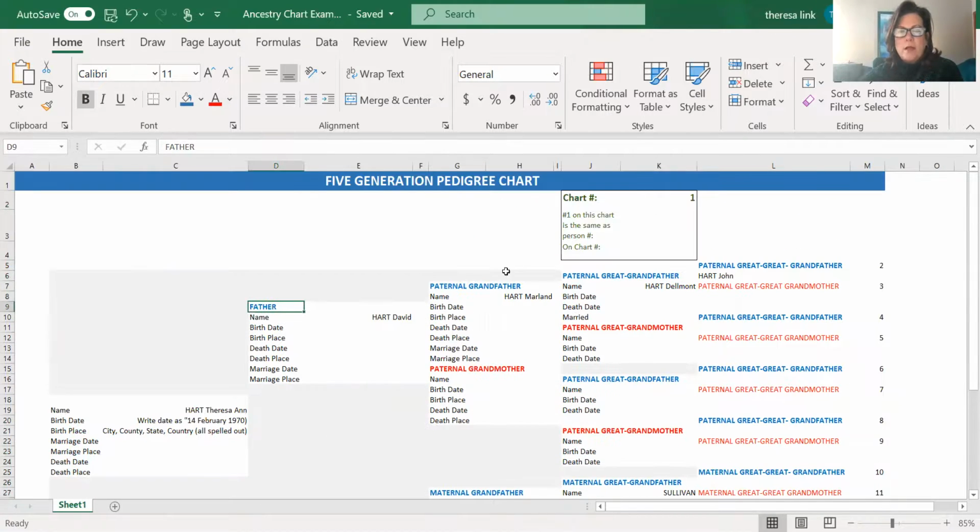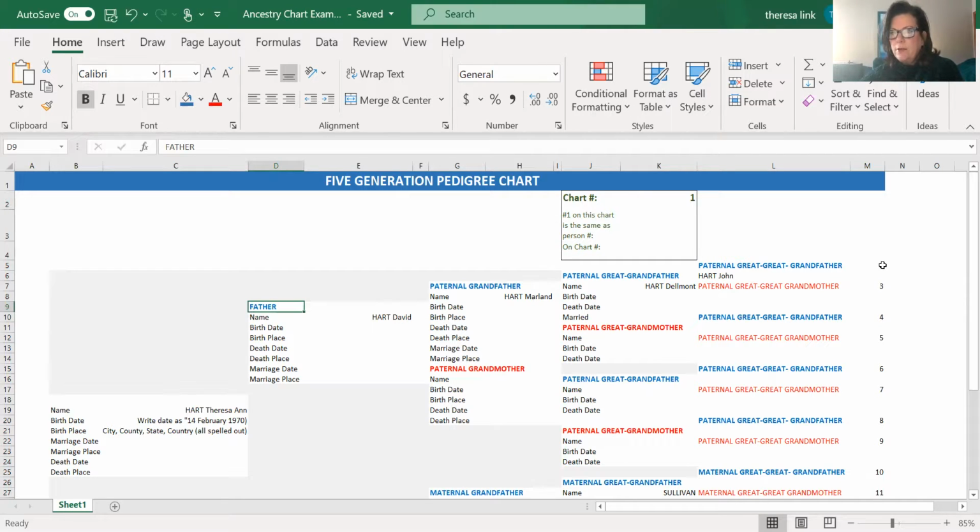So as I mentioned, this chart would start with myself. So this is chart number 1, and I'm the first person on this chart. You'll see that in each generation, there's space allocated to fill in some of the logistics for their birth date, place, etc. But by the time I get to that 5th generation, I'm just listing the name.